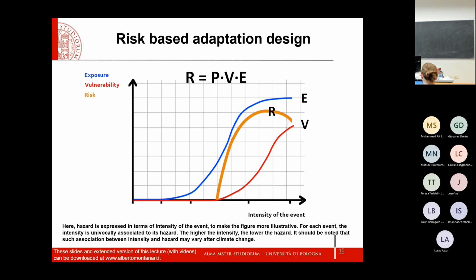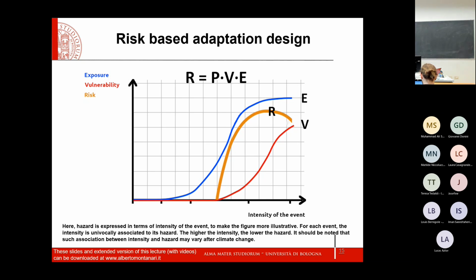The red curve and the blue curve have in common one feature, and the feature is that they are always increasing. They cannot decrease after a certain value of the intensity of the event. They are not decreasing curves for increasing intensity of the event.